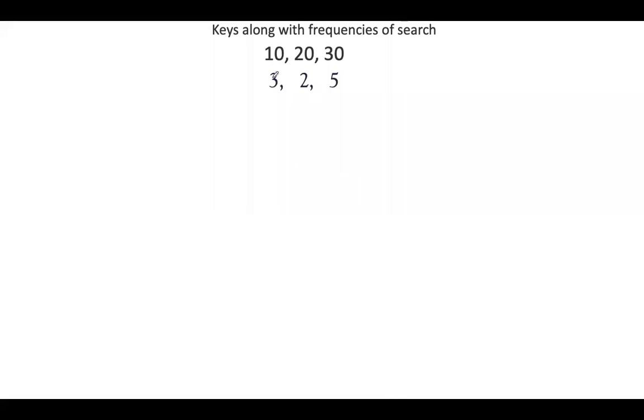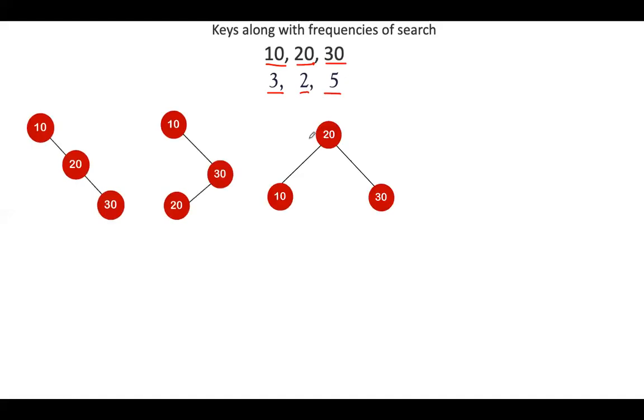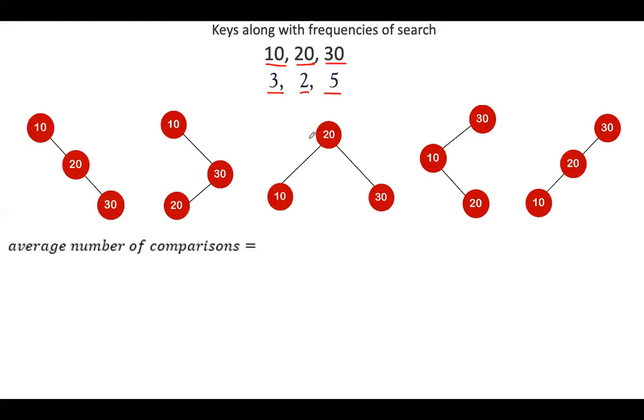So here 3, 2, 5 indicates key value 10, I'm searching 3 times. Okay, in my program or in my project, there is one key value which I'm searching for 3 times. Okay, 20 is there, which I'm searching only 2 times. Okay, value 30, this key value I'm searching 5 times, more number of times. Okay, 3, 2, 5 are the frequencies. If you are searching certain keys more number of times, then among these binary trees, again values you will get different. This is average number of comparison.